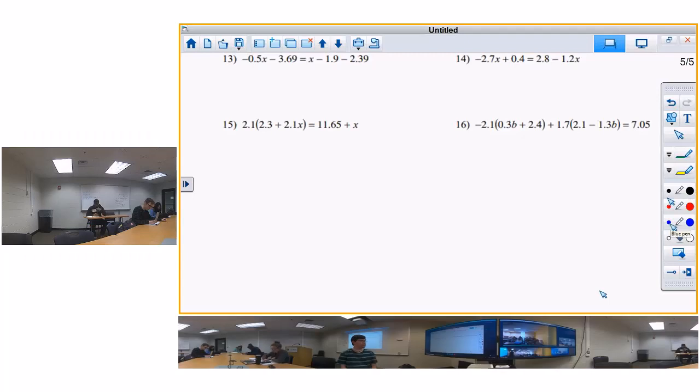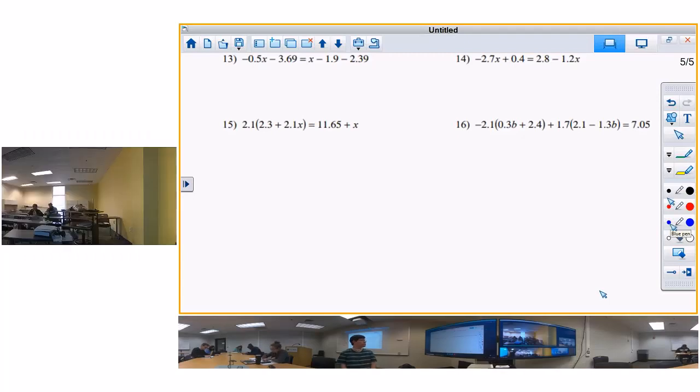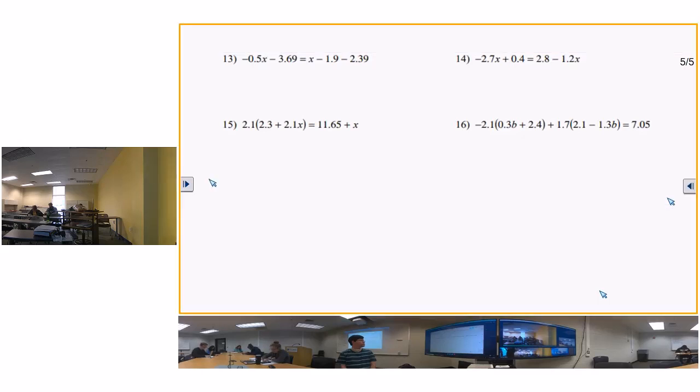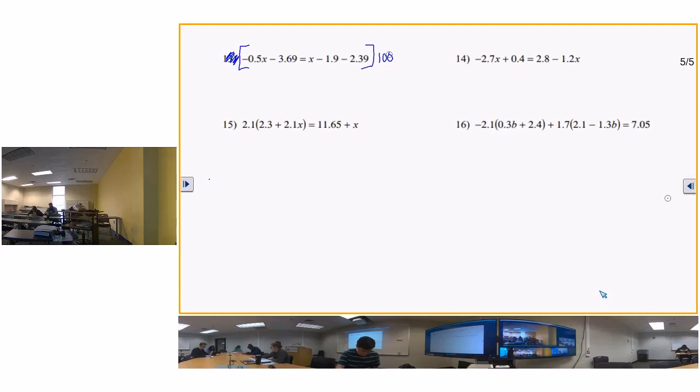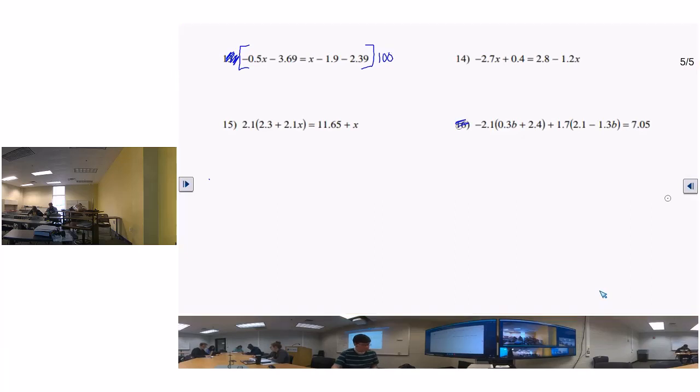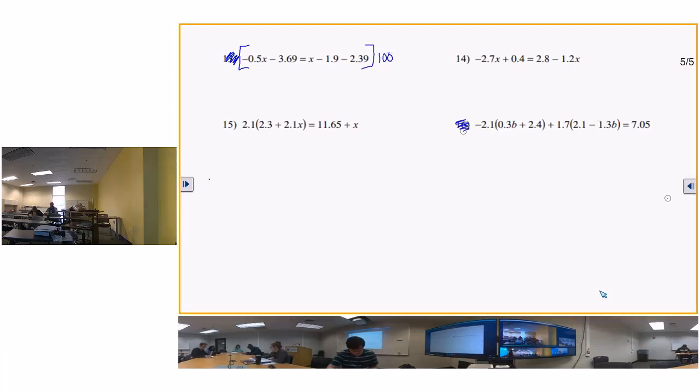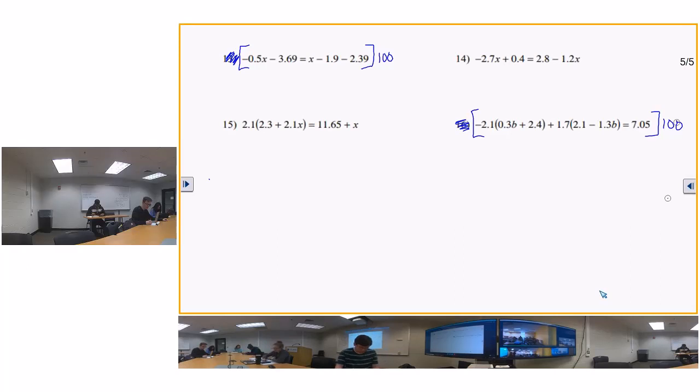So what am I going to multiply number 13 by? 100. Good job. I'm going to multiply 13 by 100 and also number 16 by 100. Go ahead and get to it.